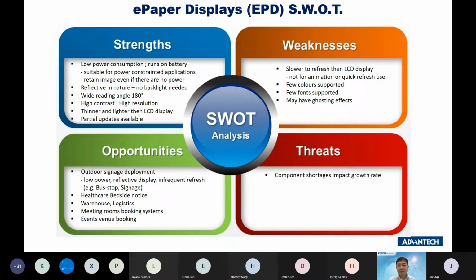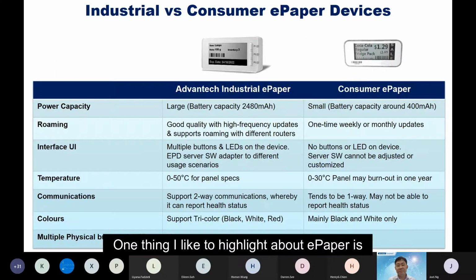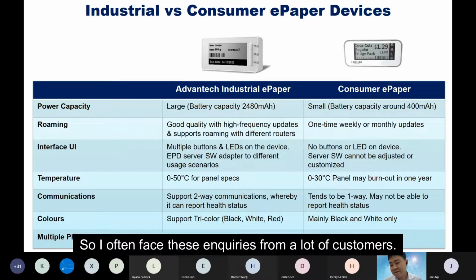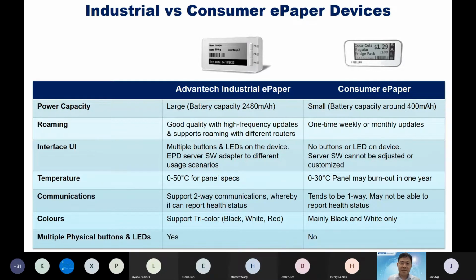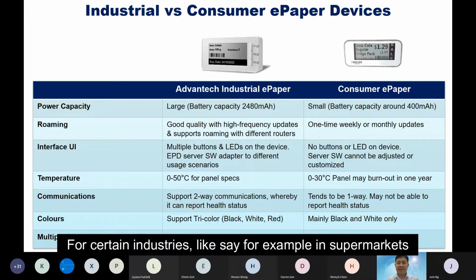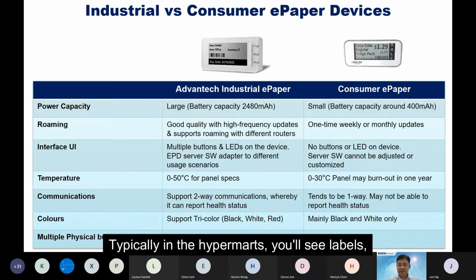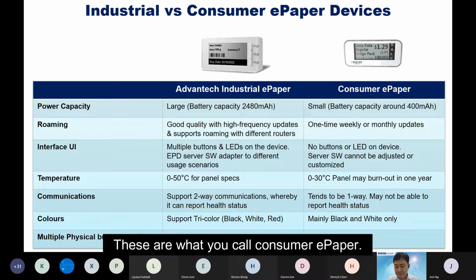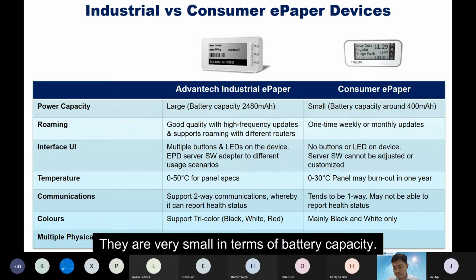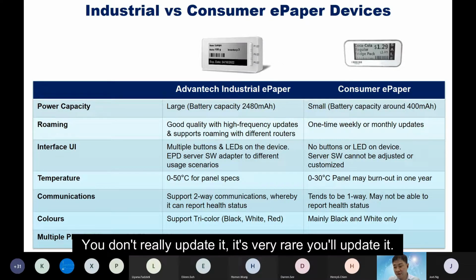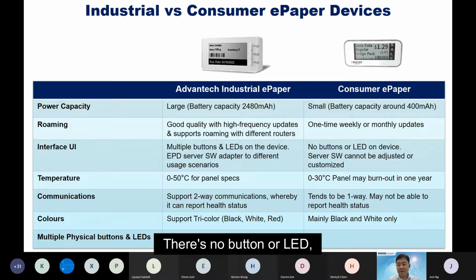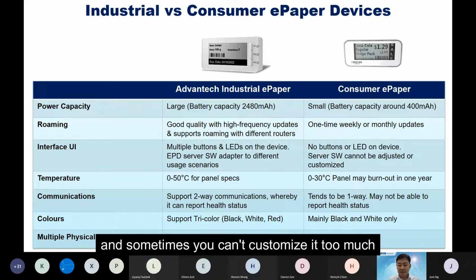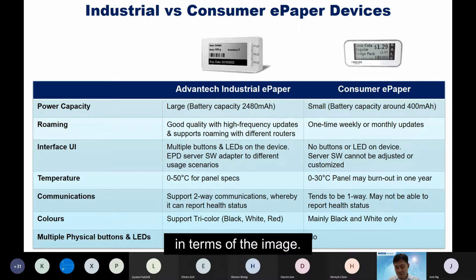Now, one thing I'd like to highlight about ePaper is that there is an industrial type and there's a consumer type. I often face these queries from a lot of customers. For certain industries, for example in a supermarket, typically in the hypermart, you see ePaper labels or e-ink labels for the foodstuff. These are what we call consumer ePaper. They are very small in terms of battery capacity. You don't really update it. It's very rare that you update it. There's no button or LED, and sometimes you can't customize it too much in terms of the image.